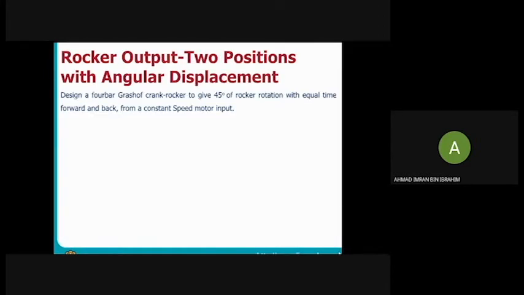So for example, you want to design a four-bar mechanism that has 45-degree rocking rotation with equal time forward and backward. So 45 degrees each. What you need to do is first have a point, which is O4, and then a link from O4 to B of any dimension. It's up to you how long you want to draw it. You can draw 5 centimeters, you can draw 3 centimeters, it's up to you. But you need to draw another one, B1 and B2.